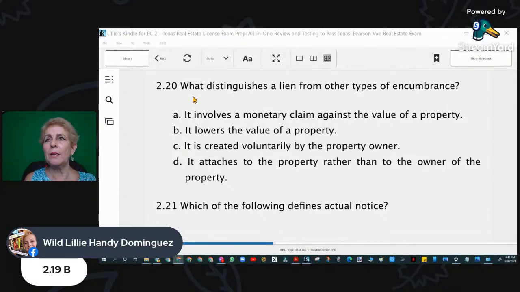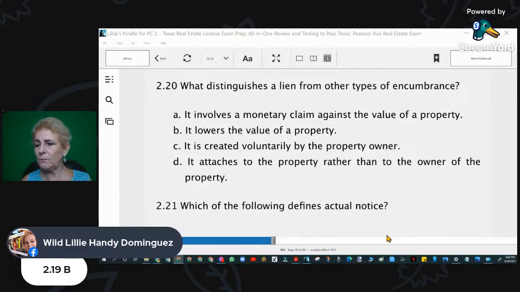Okay, number 20. What distinguishes a lien from other types of encumbrance? A, it involves a monetary claim against the value of a property. B, it lowers the value of a property. C, it is created voluntarily by the property owner. D, it attaches to the property rather than to the owner of the property. So a lien versus an encumbrance. So here, definitions, of course, are important.